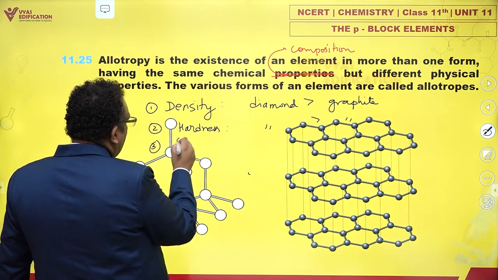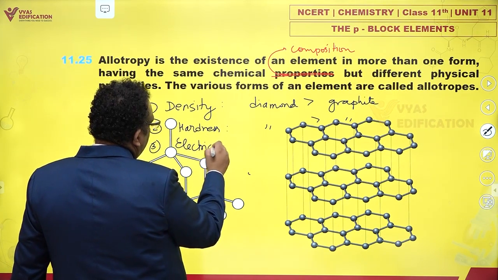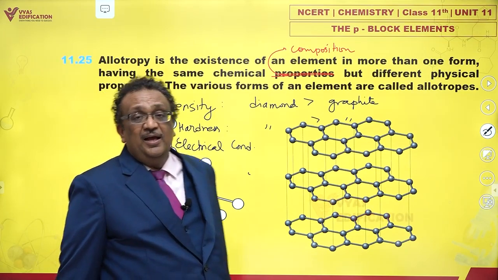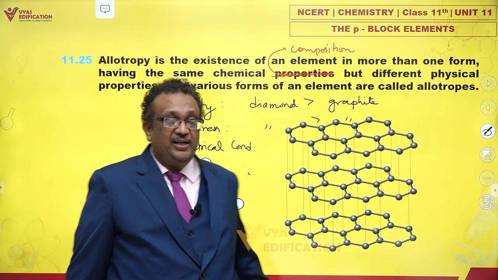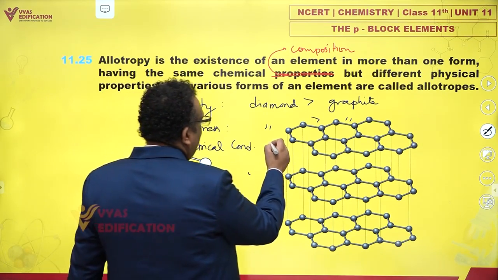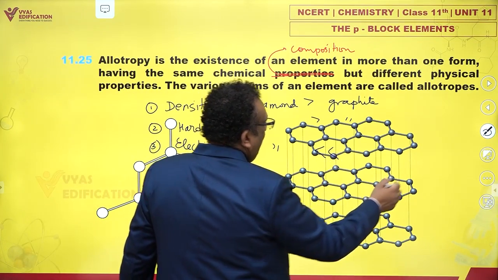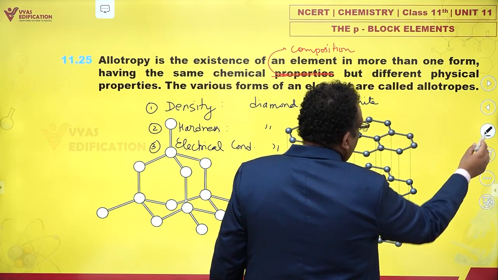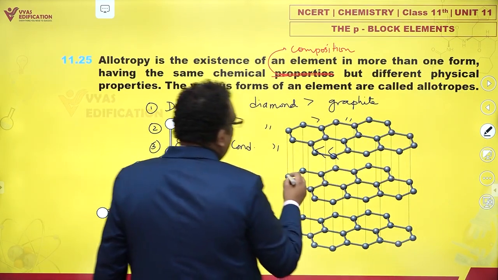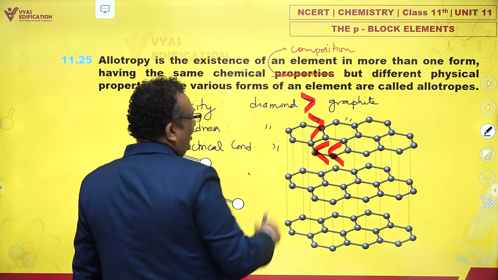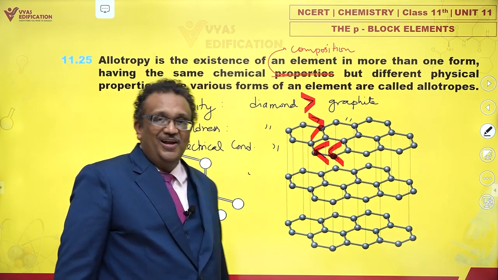Third is electrical conductivity. Diamond is an absolute insulator. It has no loose electrons. It does not conduct electricity. Diamond is much, much less than, I'll use a different color so that I'm visible, and thick pen also I'm going to use. Diamond is much, much less than graphite. This is more, this is more. Oh yes, this is ugly and visible.